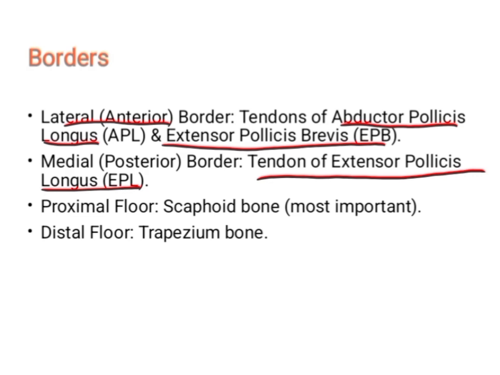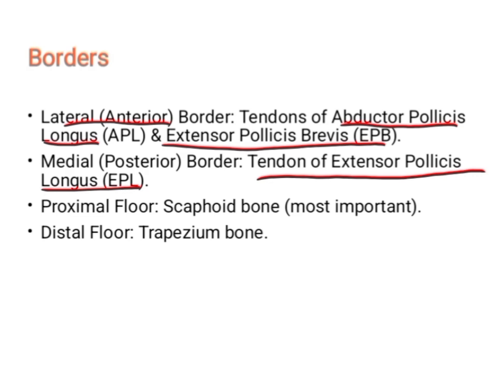Please don't mix this up. Lateral border, also called the anterior border, is formed by the tendons of abductor pollicis longus and extensor pollicis brevis. There's only one abductor in the formation of the boundaries of the anatomical snuff box, and there are two extensors. The one for lateral is extensor pollicis brevis, the one for medial is extensor pollicis longus.